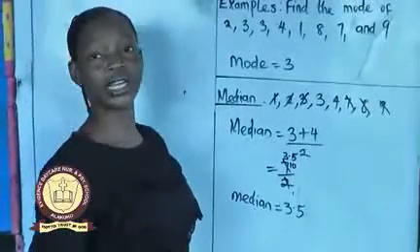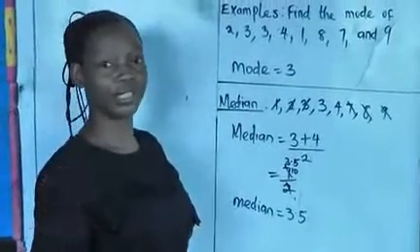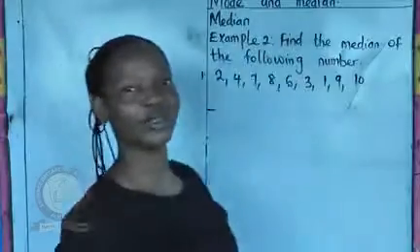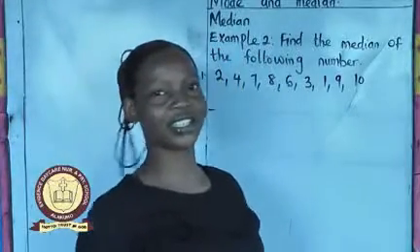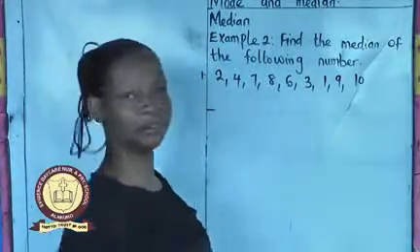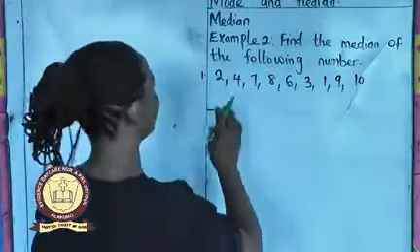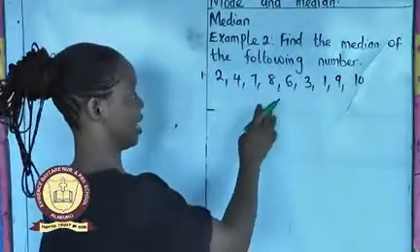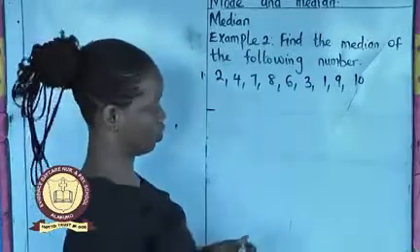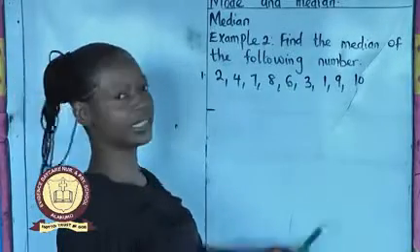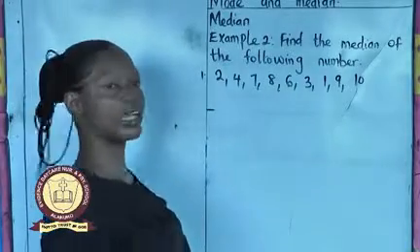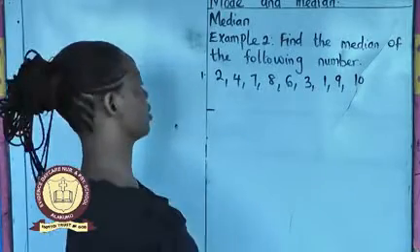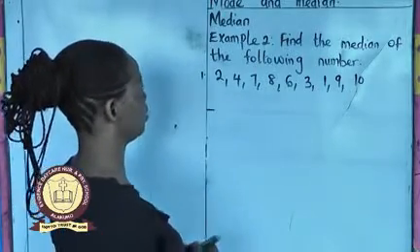I'm still going to give you another example after this. You're welcome back. Now let's take the second example on median. Here we have 4, 2, 4, 7, 8, 6, 3, 1, 9 and 10. Don't forget that I said we are going to arrange the numbers from the smallest to the biggest. Now let's start arranging the numbers.